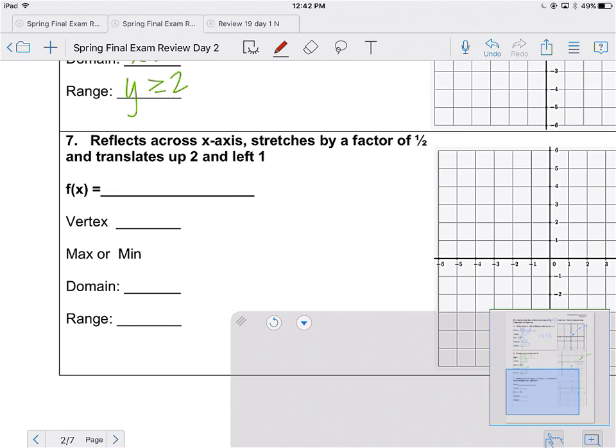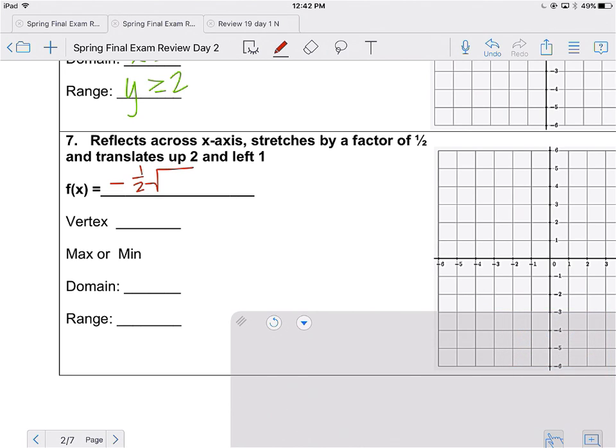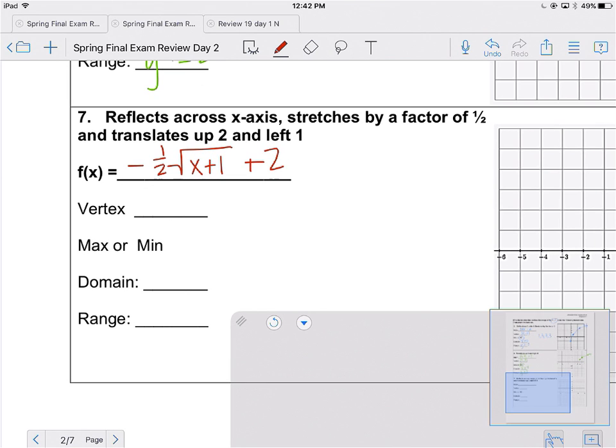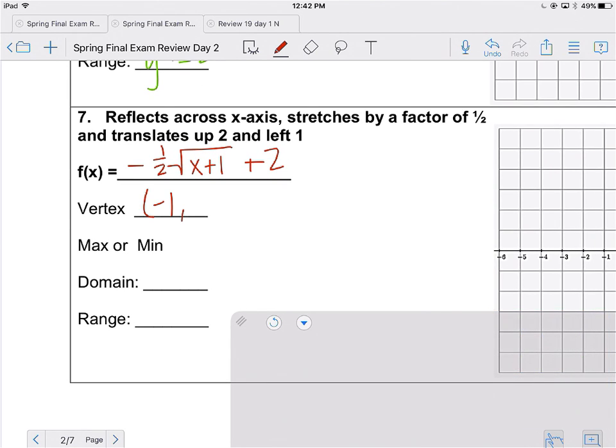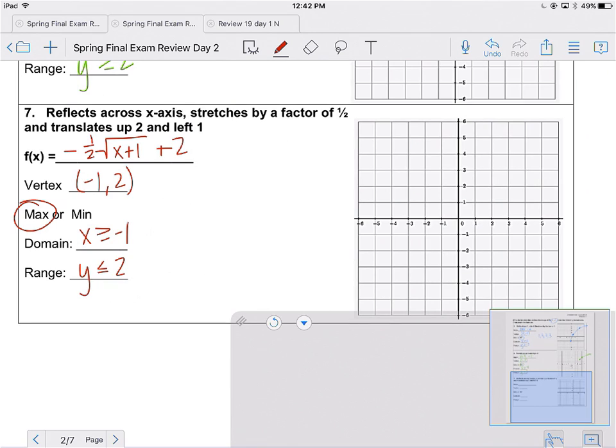Problem 7, we reflect. We stretch by a factor of 1/2. Left 1 is under the square root, up 2 is after the square root. Vertex is the opposite of what's inside with x, the same as what follows. This one will have a maximum because the negative in front reflects. My domain is always greater than, but my range for this one will be less than because range still depends on max or min.